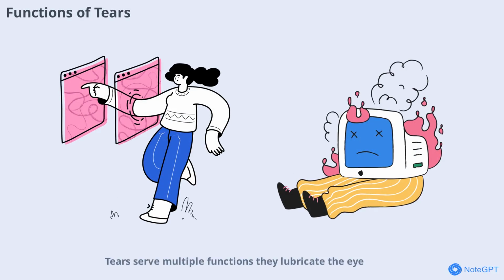Tears serve multiple functions. They lubricate the eye, maintain corneal transparency, wash away foreign particles, and contain antimicrobial substances like lysozyme and immunoglobulins. The blinking action of the eyelid spreads tears evenly across the eye surface, ensuring optimal hydration and protection. Emotional and reflex tearing can increase tear production, helping to flush out irritants or respond to psychological stimuli.